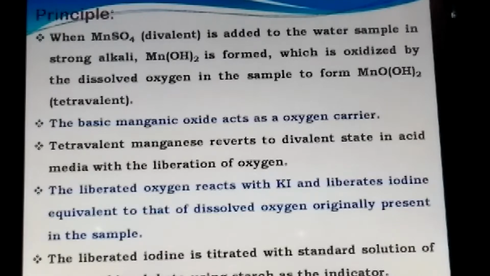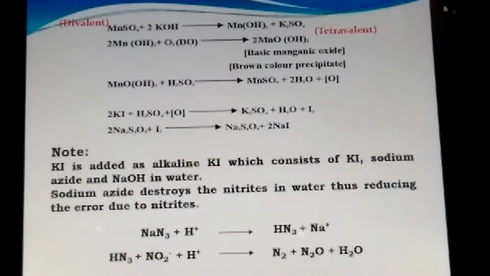Tetravalent manganese reverts to the divalent state in acid media with the liberation of oxygen, and the liberated oxygen reacts with the potassium iodide to liberate iodine, which is equivalent to the dissolved oxygen content available in the water sample. The liberated iodine later is titrated with the standard sodium thiosulfate solution using starch as an indicator.